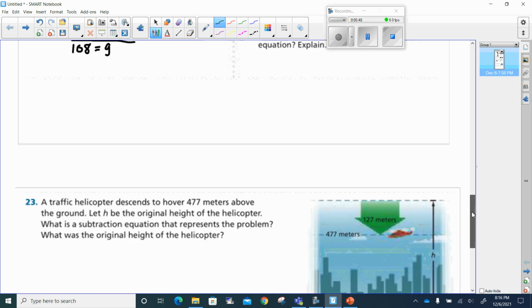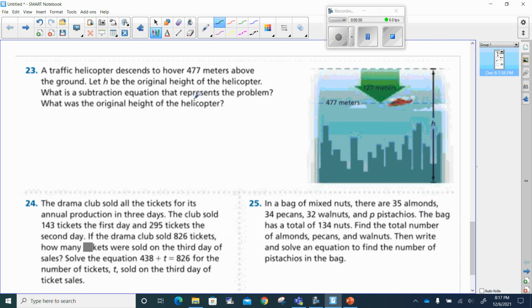Number 23 is next for me. A traffic helicopter descends to hover 477 meters above the ground. There we are, 477 meters above the ground. Let H be the original height of the helicopter. Okay, so we don't know where we're at, but we do know that it started at H, up here. What is a subtraction equation that represents this problem?